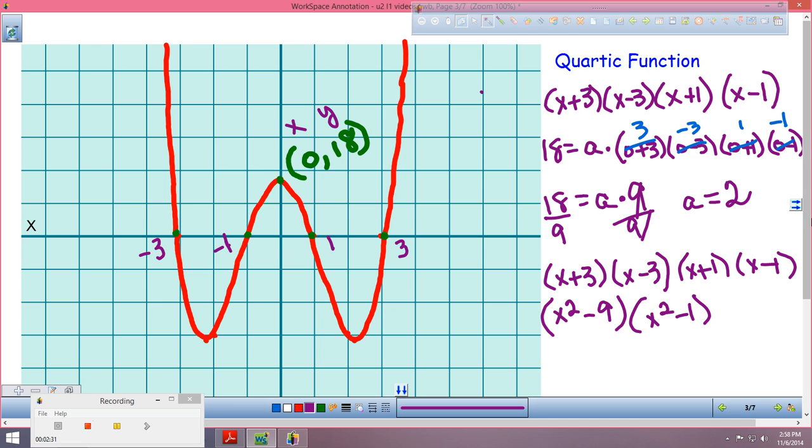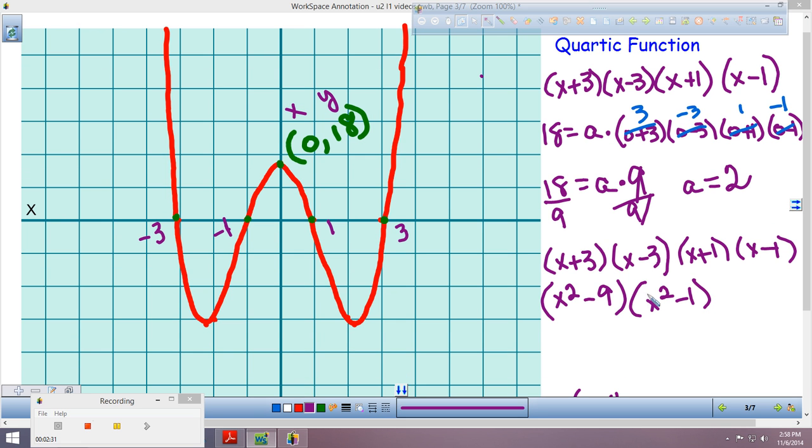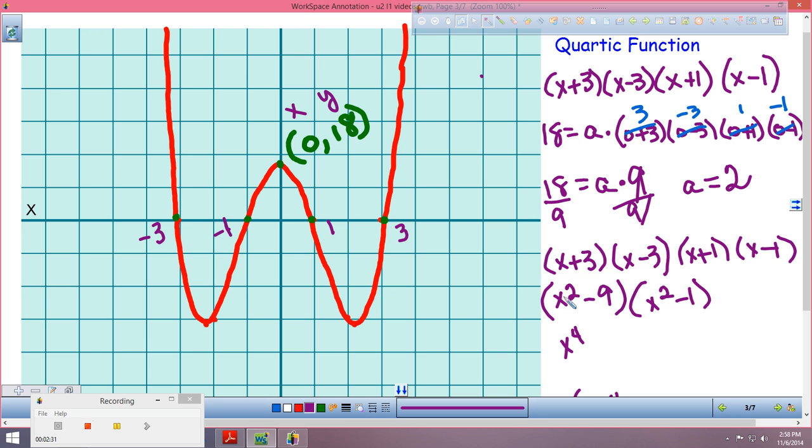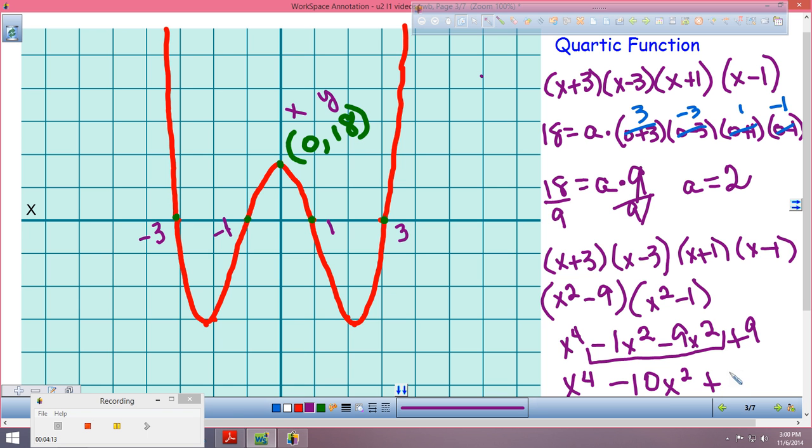Okay, well now I'm going to have to do a little foiling here. So x squared times x squared is x to the 4th. x squared times -1 is -1x squared. Then I have -9 times x squared, so -9x squared. And -9 times -1 is +9. I've got some like terms here in the middle that I can combine. That's going to become x to the 4th minus 10x squared plus 9.